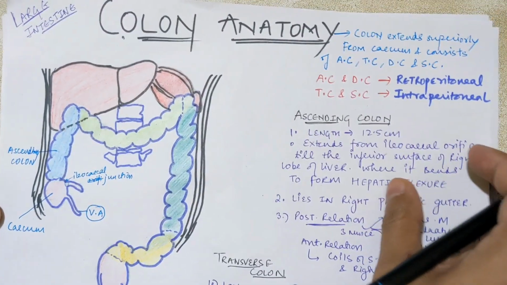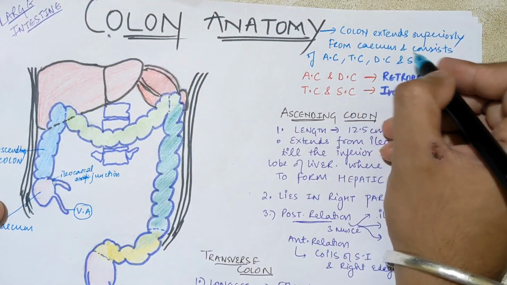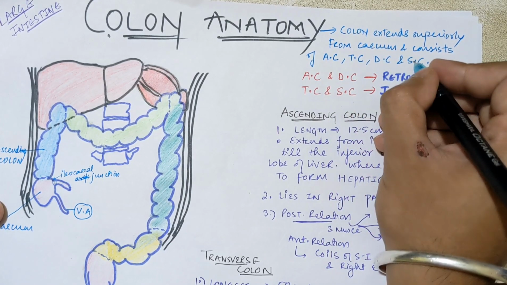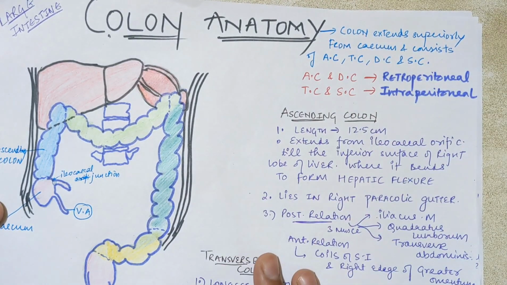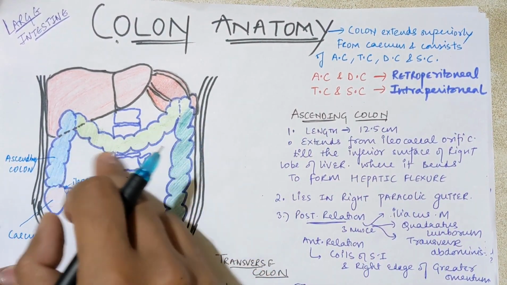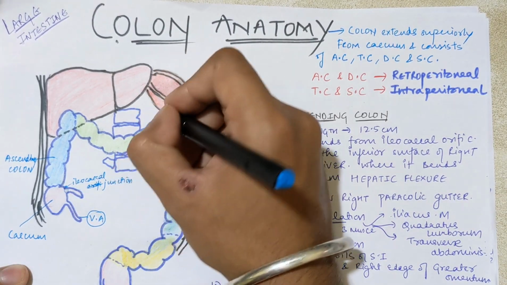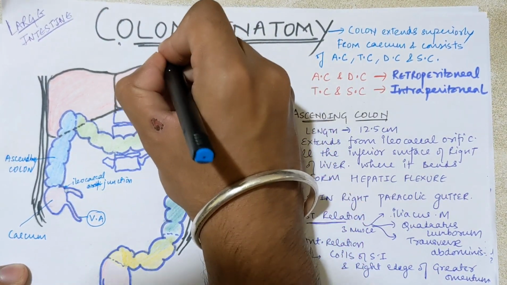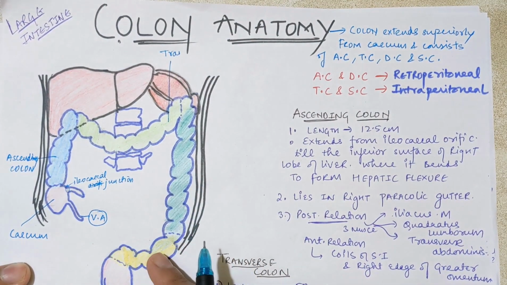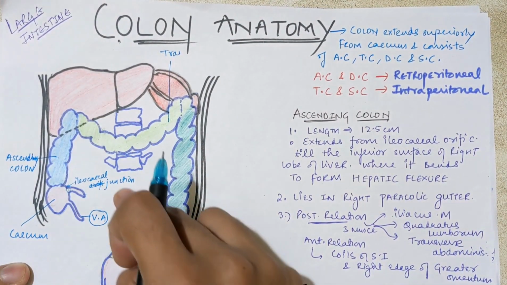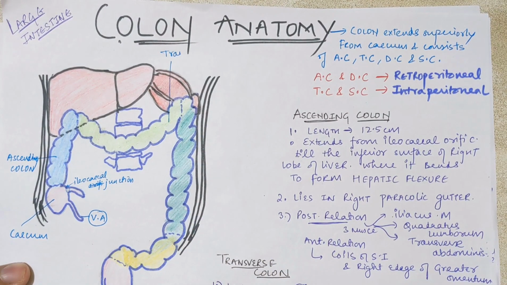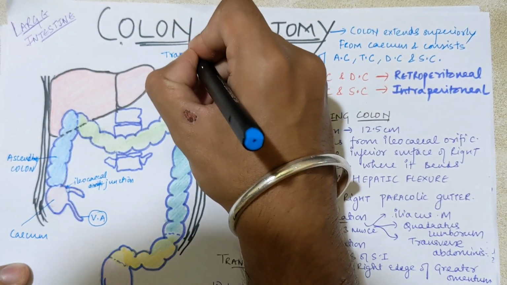So the colon extends superiorly from the cecum, and it consists of the ascending colon, transverse colon, descending colon, and then further continues into the sigmoid colon, which is S-shaped. You can see this little bit bent; this is your transverse colon. Actually it is not purely transverse; this bend is around the level of the umbilicus, and sometimes down at the level of the pelvis also.